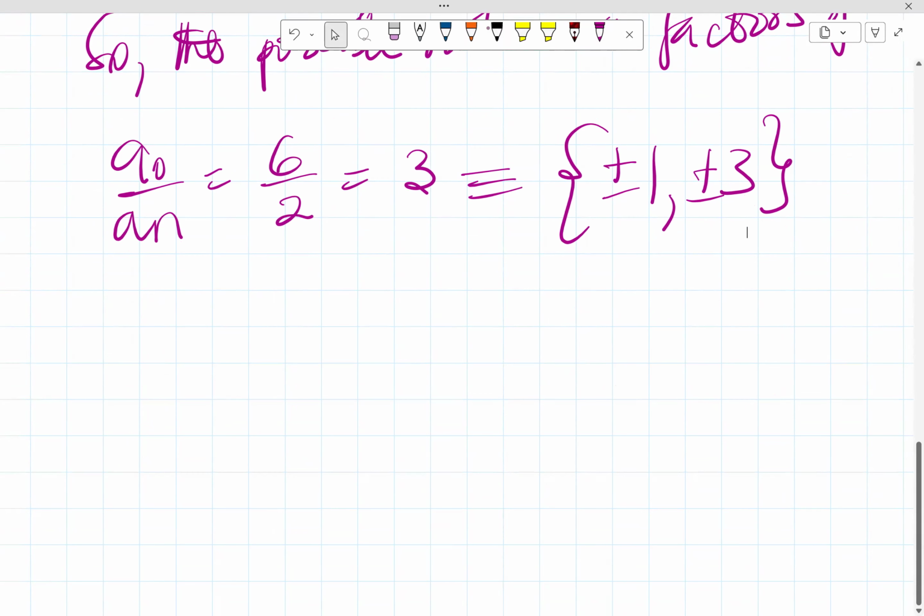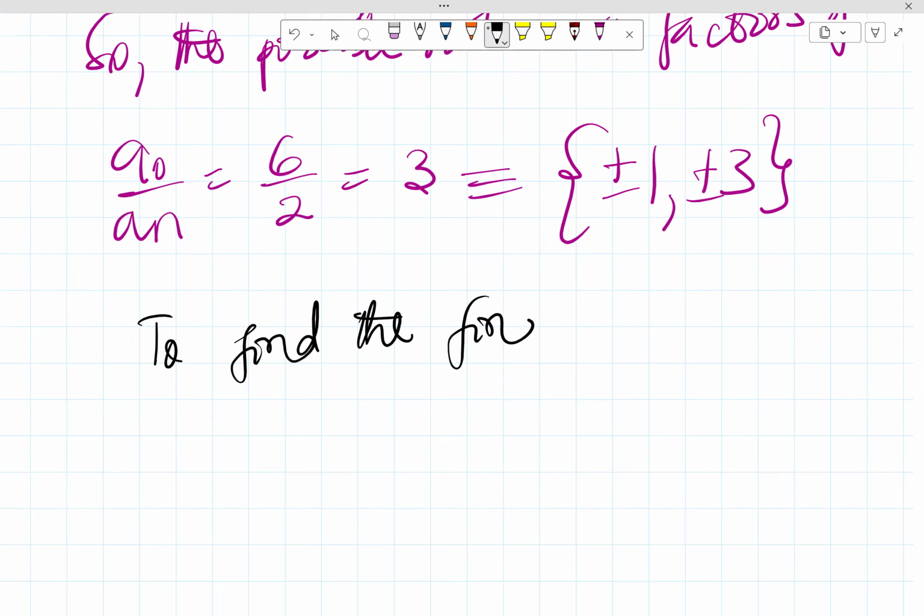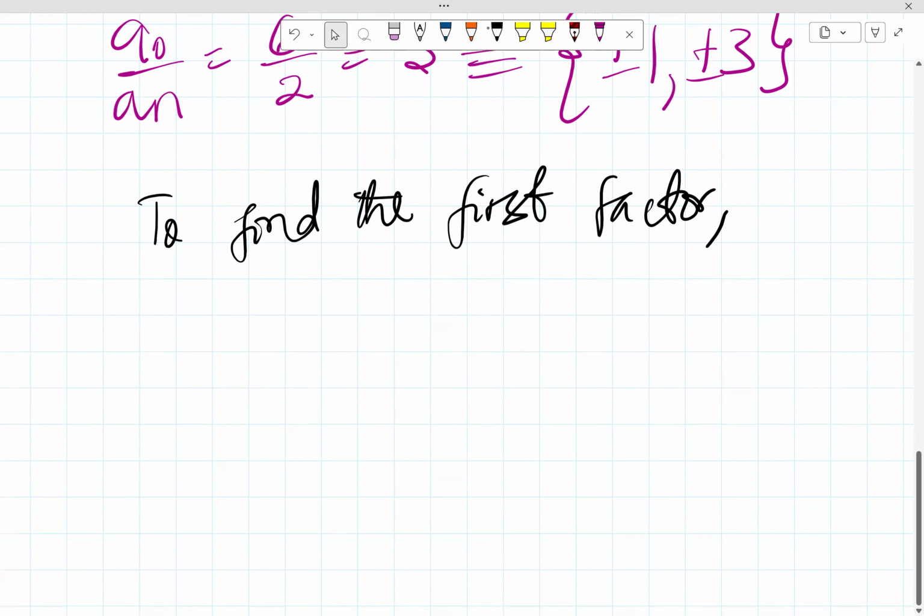Since we're not sure that any of them will be a root, this expression may not be factorizable, by the way. But if it is factorizable, we know that the possibilities will be plus 1, minus 1, plus 3, minus 3. So then we can try to find the first factor. Okay, then we begin the try thing.